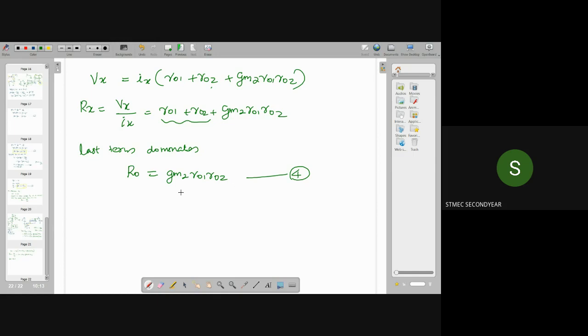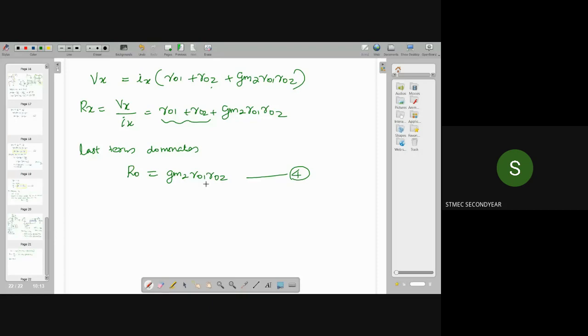So here you can say that by cascoding, that is, using a cascode amplifier, you can increase the output impedance by a factor of Gm2 into R02. Already we have R01, and we can improve it to Gm2 into R02.